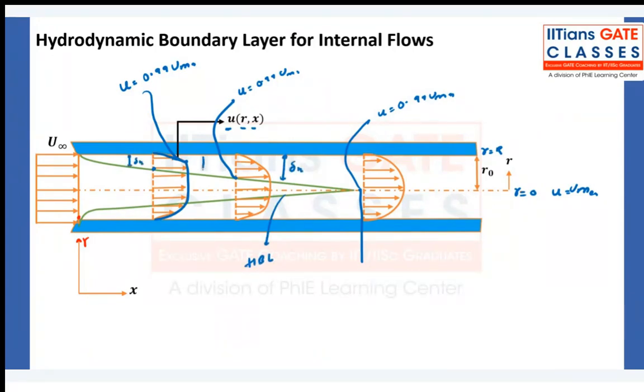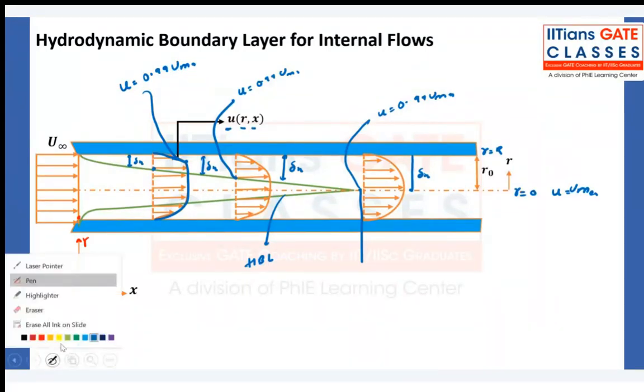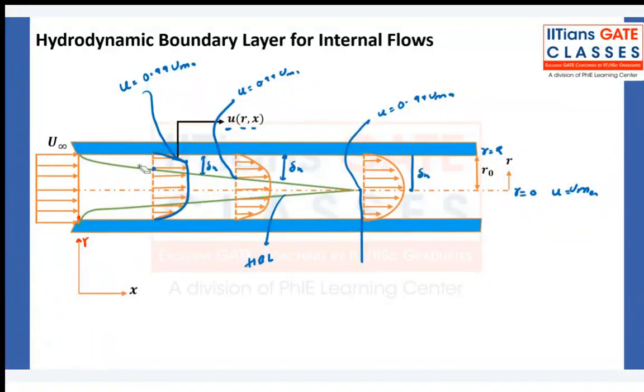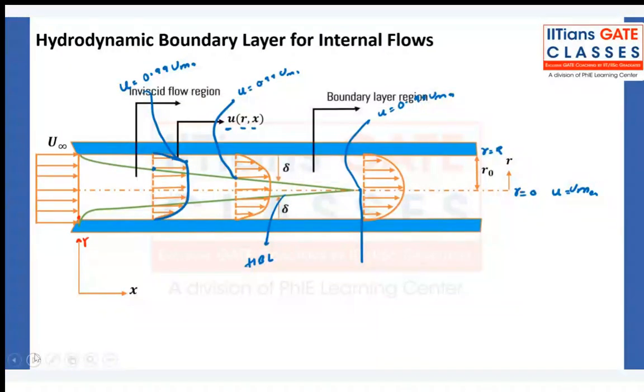As you are going from the entrance region to the fully developed region, your hydrodynamic boundary layer thickness is increasing. Okay, now after this point it does not increase. Here it will remain as this only. So this is the hydrodynamic boundary layer thickness, right? Now this is your inviscid region, this side, and this is your boundary layer region.